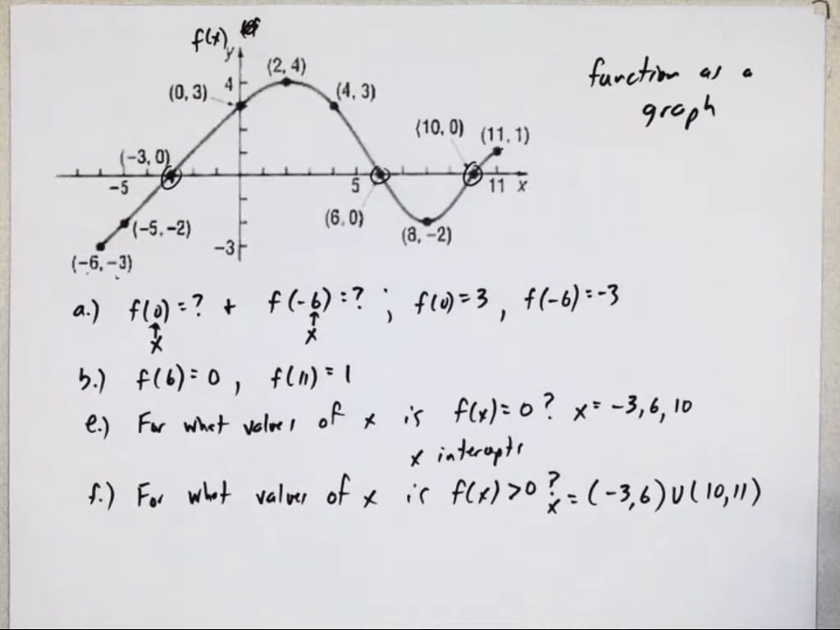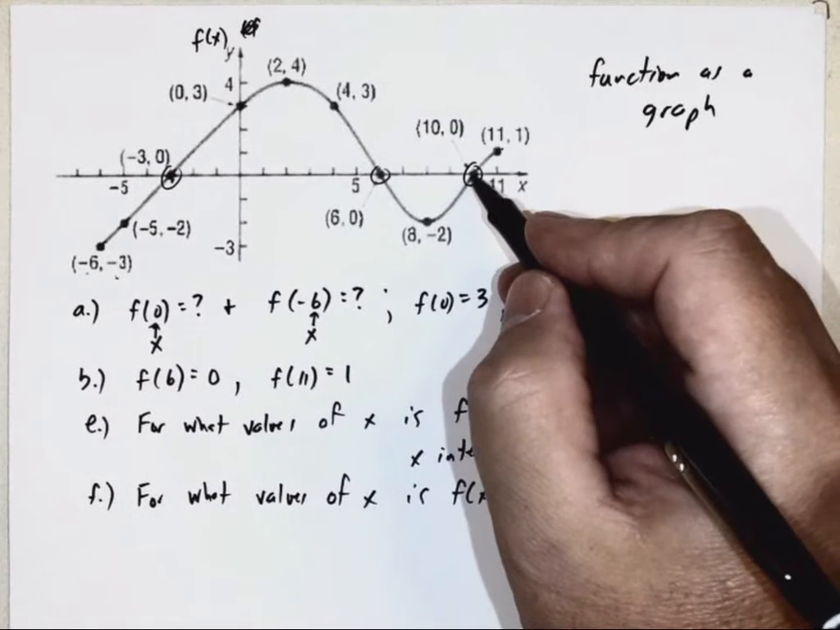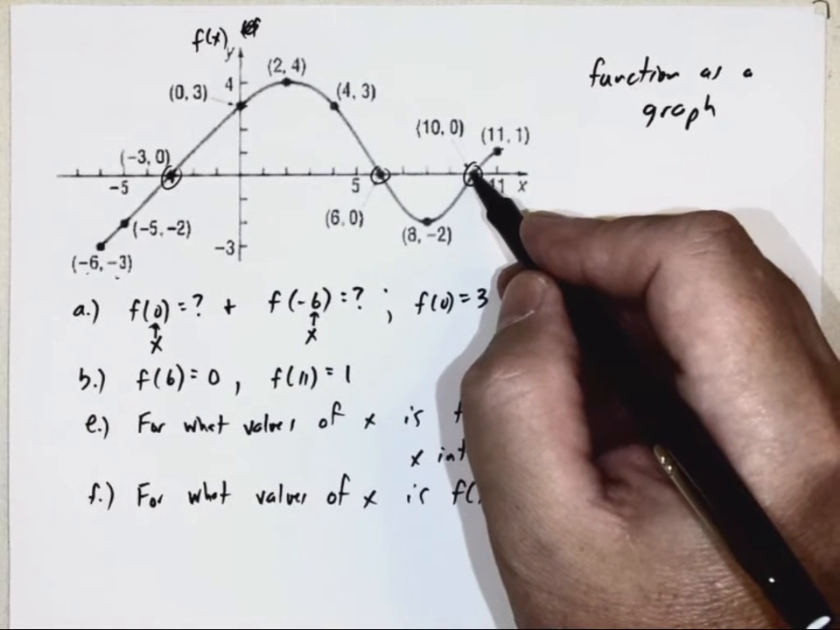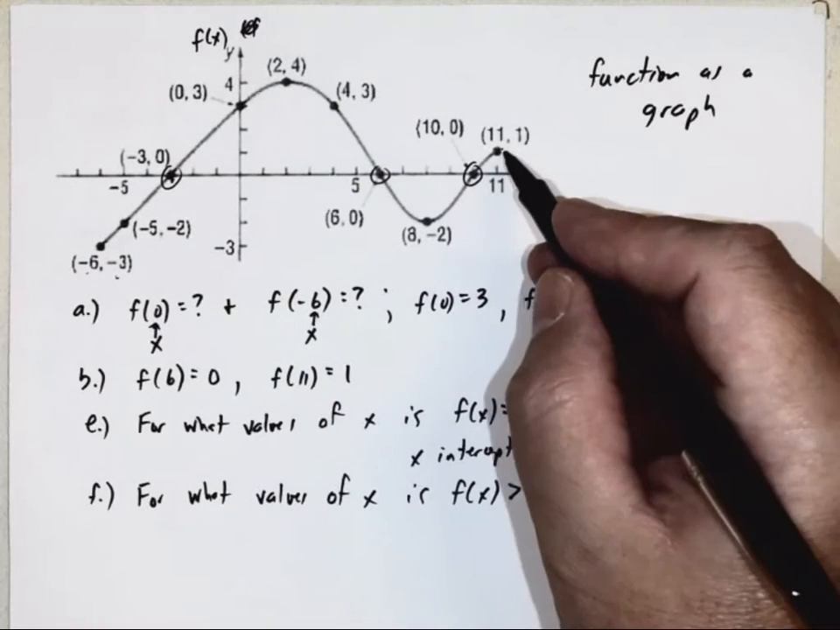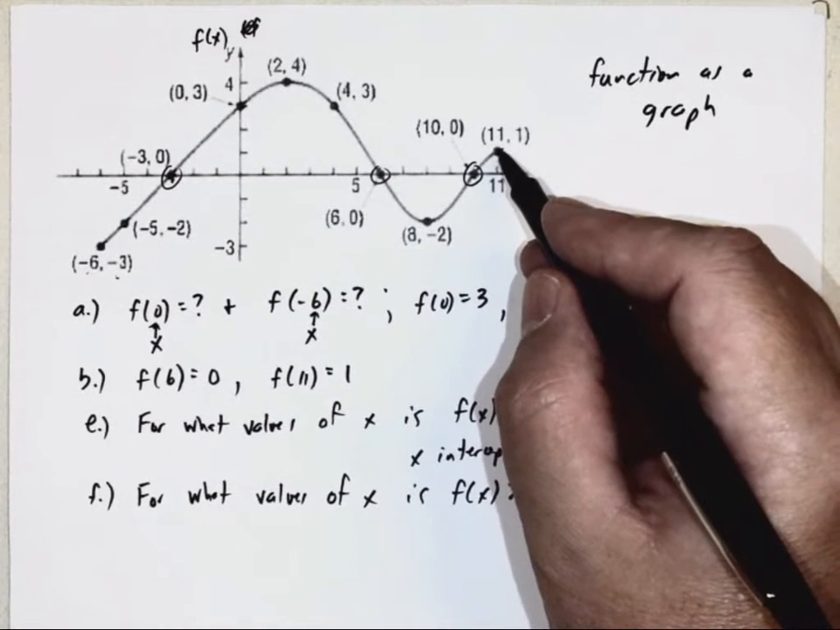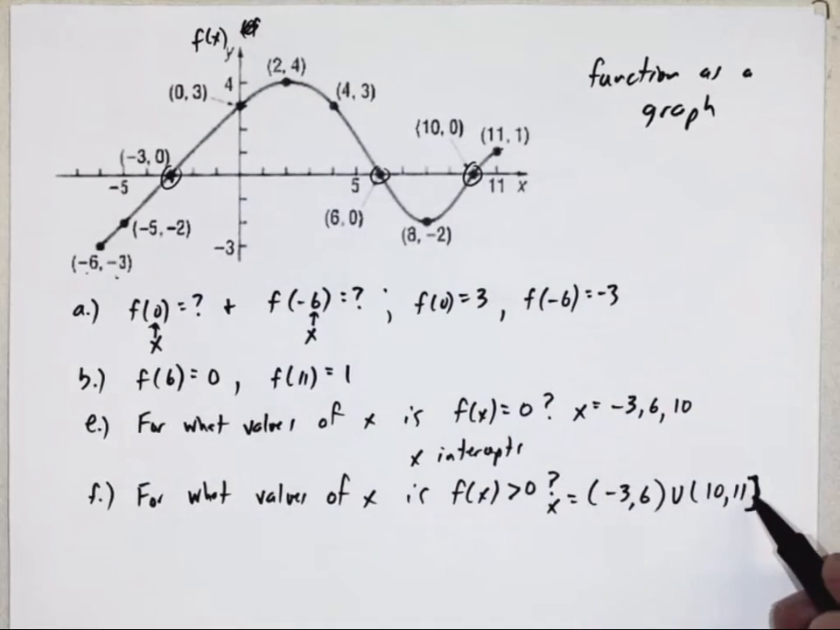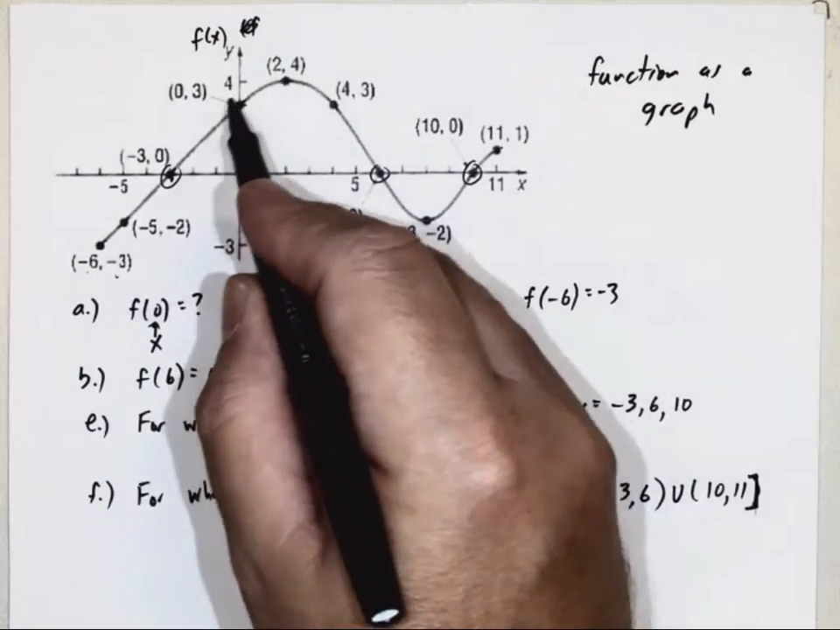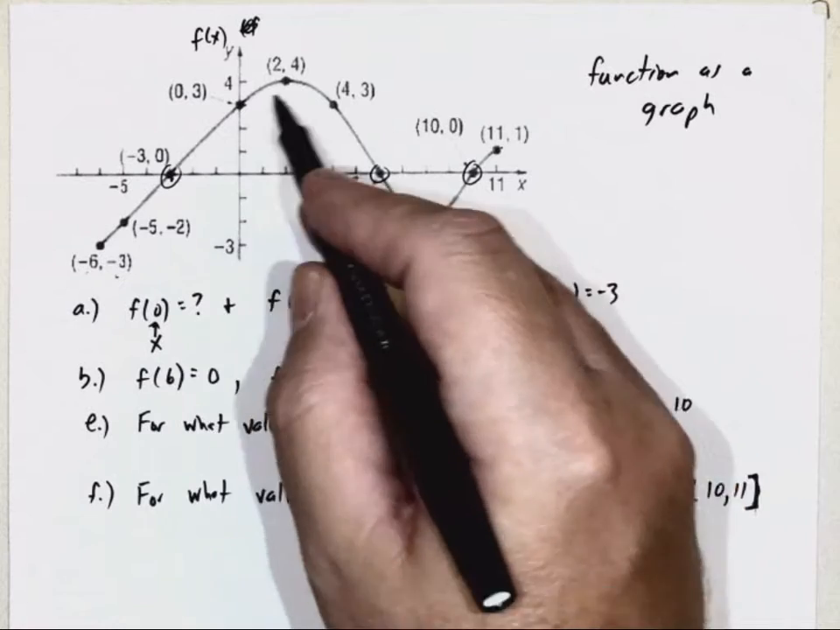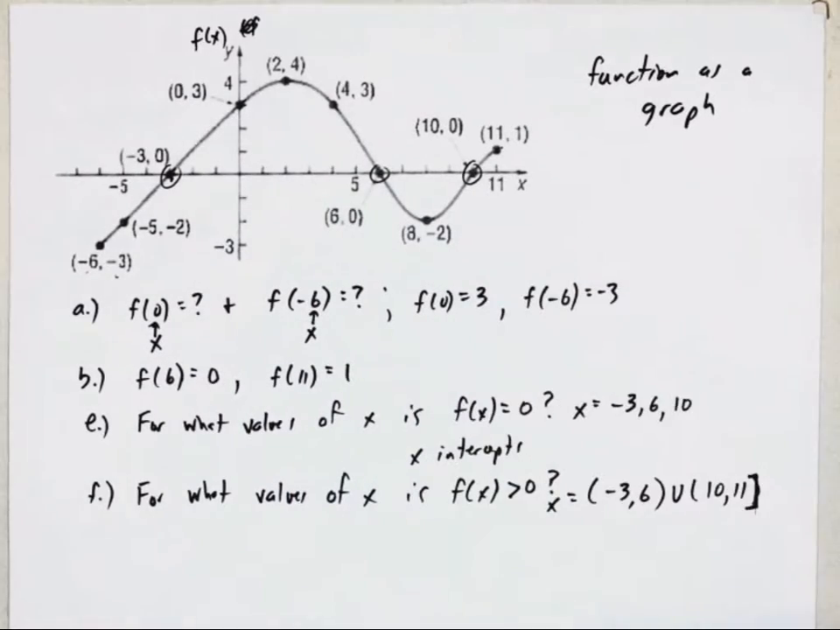And actually, this is a little tricky. You know what 11 is? 11 should be an actual bracket. I don't include 10 because when x is 10, the function is 0. It's not positive. But here, up here at this point, when x is 11, the function is actually still positive, so I include 11. So what am I doing here? I'm trying to give the values of x where the function is positive, where the function is above the x-axis.